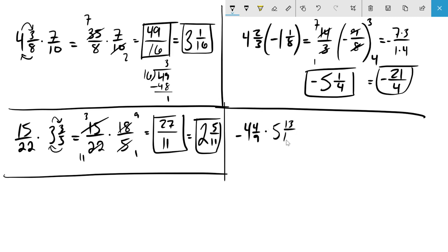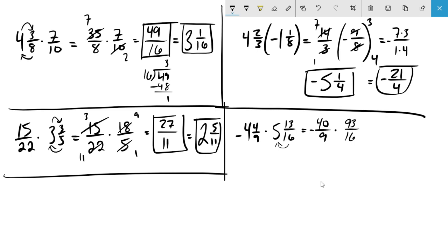So this one, let's see. What happens here? Put them into impropers. So 9 times 4 is 36. 36 plus 4, this will become 49ths. Don't lose your negative. And then 16 times 5 is 80, I think. Is that right? 16 times 5, 80. I think so, 80. And then 80 plus 13 would be 93 over 16.